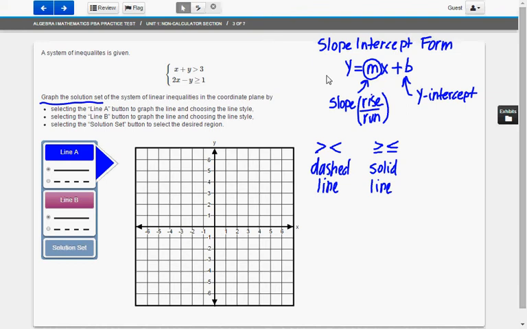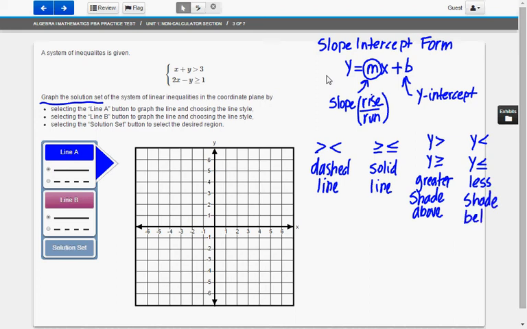And then if the symbol is y is greater than or y is greater than or equal to, a greater than symbol means that we shade above the line. And if the symbol is a less than or equal to symbol, when we are shading less than, it basically means we're shading below the line. So these are the prerequisite skills that you need to be familiar with in order to move forward on this problem.